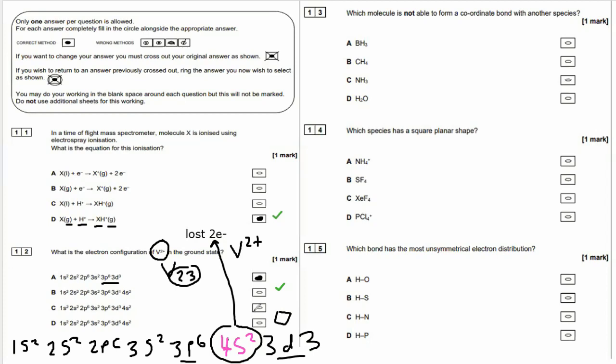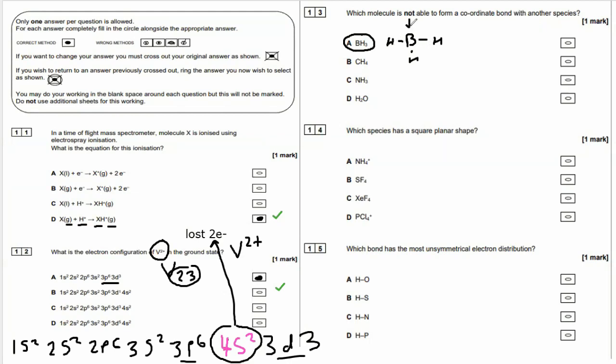Question 13. Which molecule is not able to form a coordinate bond with another species? So to form a coordinate bond, you either need a lone pair or you need to have space in your outer shell to accept a lone pair. If you look at boron, it's got space. It can accept a lone pair. So that can form a coordinate bond. That's not the answer. Let's check out methane.